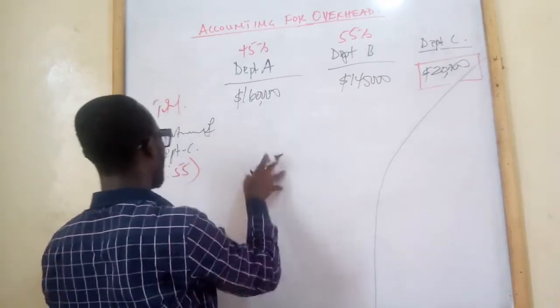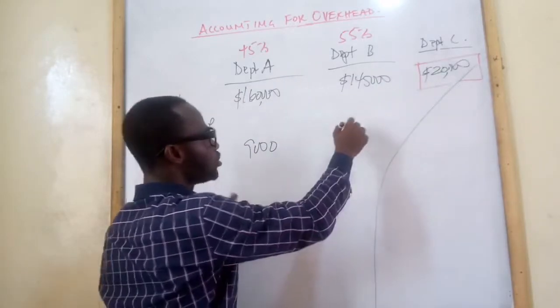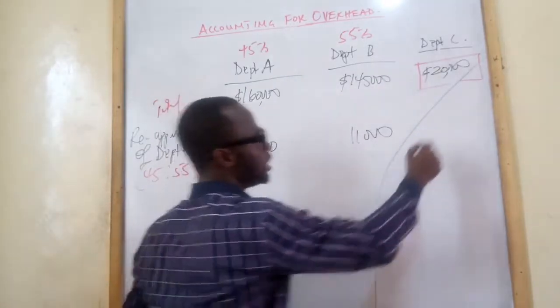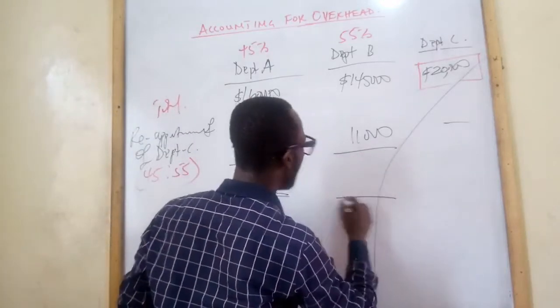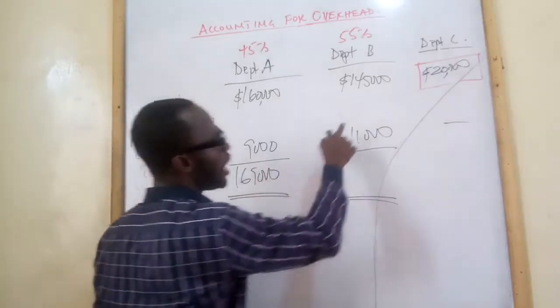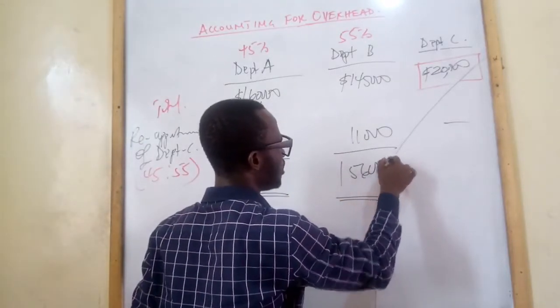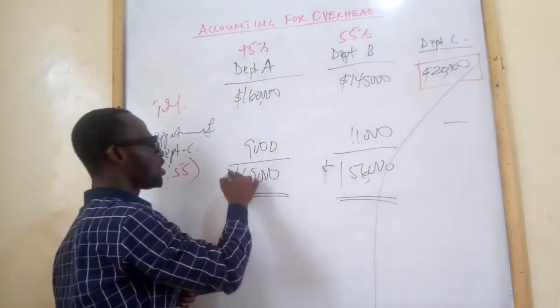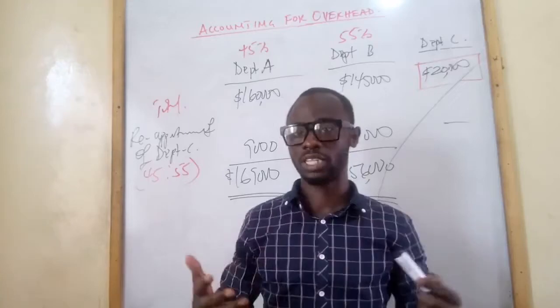So Department A is going to have 9,000, then Department B is going to have 11,000. There is a dash here. So now the total cost incurred by each department is going to be 169,000 here and then 156,000 here. So that is what you have to understand when it comes to reapportionment of service department cost.